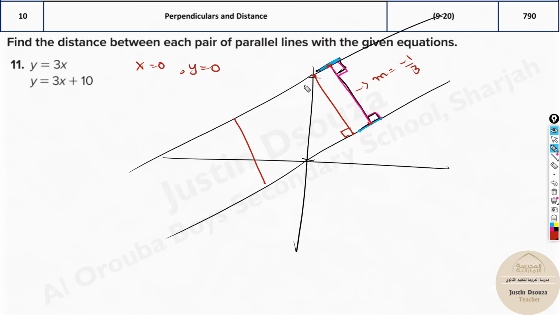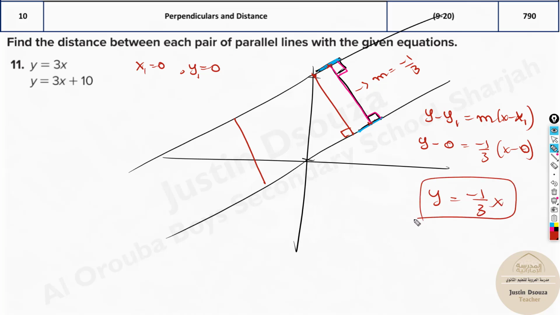I don't know this point, but I know one point of intersection. So now I know this perpendicular, whatever I will draw, will have a slope of negative 1 by 3 and it should pass by 0 and 0. So now let's write the equation of this perpendicular line. The formula is y minus y1 equals m into x minus x1. Now substitute the values. What is y1? This is y1, x1. And what is m? Negative 1/3, x minus 0 again. So the answer is y is equal to negative 1/3 x. So this is the equation of the perpendicular line.